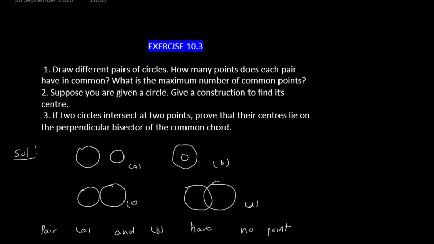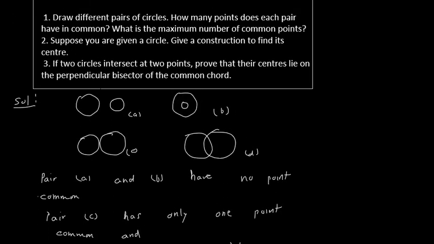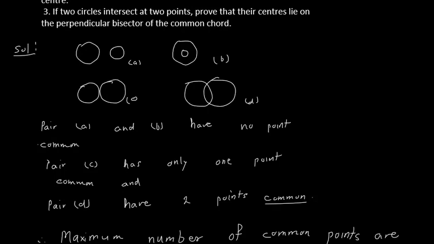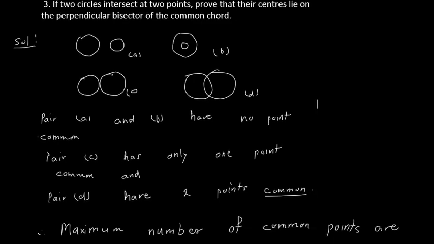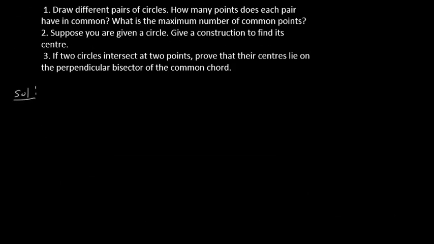Now second question is, suppose you are given a circle, give a construction to find the center. So you are given a circle. Now let us erase this solution, and here I will solve the second. So solution for question number 2. Suppose you are given a circle. So let us see, this is a circle.